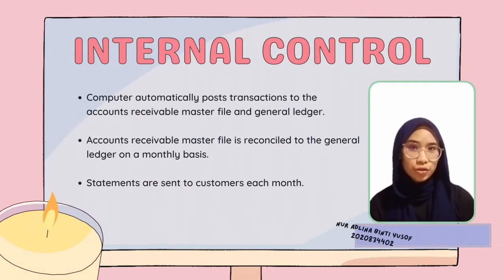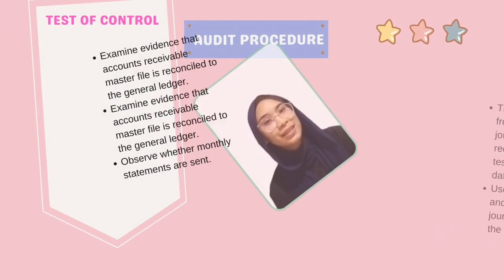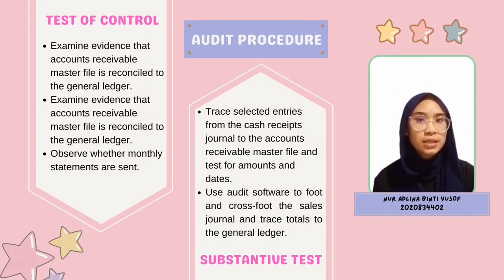The internal controls are: the computer automatically posts transactions to the accounts receivable master file and general ledger, the accounts receivable master file is reconciled to the general ledger on a monthly basis, and statements are sent to the customer each month. There are two audit procedures. The first one is the test of control: examine evidence that the accounts receivable master file is reconciled to the general ledger, and observe whether monthly statements are sent.